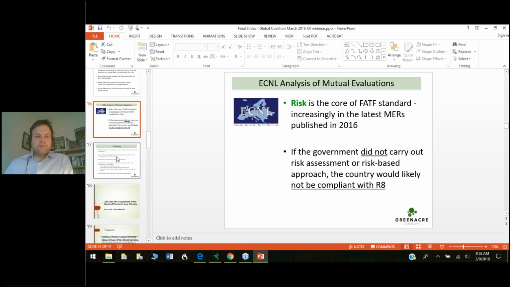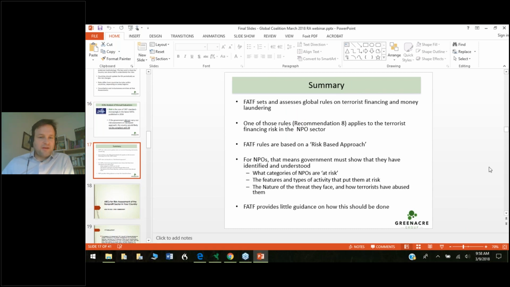So, final slide, just to summarize the main points that I've wanted to try and get across here. FATF is the body that sets and assesses the global rules on both terrorist financing and money laundering. One of those rules relates specifically to the terrorist financing risk in the NPO sector. That's recommendation 8. FATF takes a risk-based approach, which for NPOs means that governments have to show that they understand what kinds of NPOs are at risk, what categories of NPO are at risk, the features and types of activities that put them at risk, and the nature of the threat that they face from terrorist financing and how terrorists have abused them. But in practice, there's little guidance for countries on how they can meet this requirement.